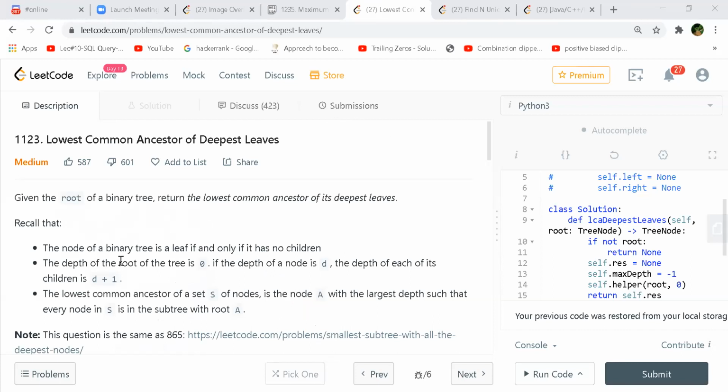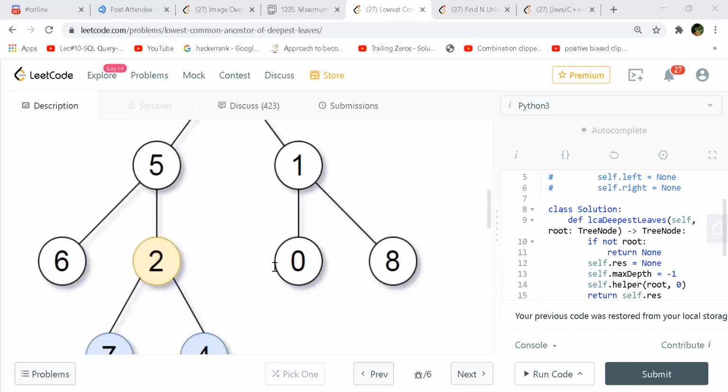And they are just giving the definition: a node of a binary tree is a leaf if it has no children, and the root depth is 0, and if the depth of a node is d, then its children will be d plus 1. And the lowest common ancestor of a set S of nodes is the node with the largest depth, such that every node in S is in the subtree with root A.